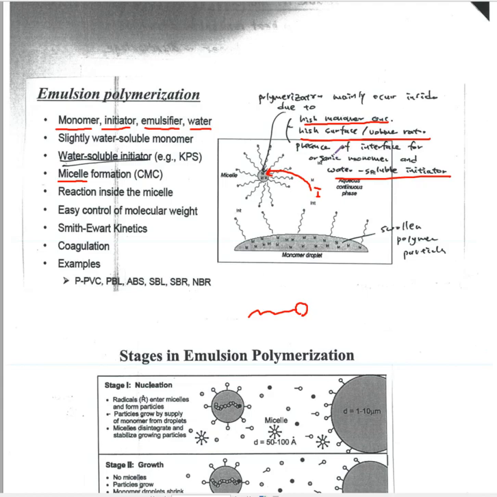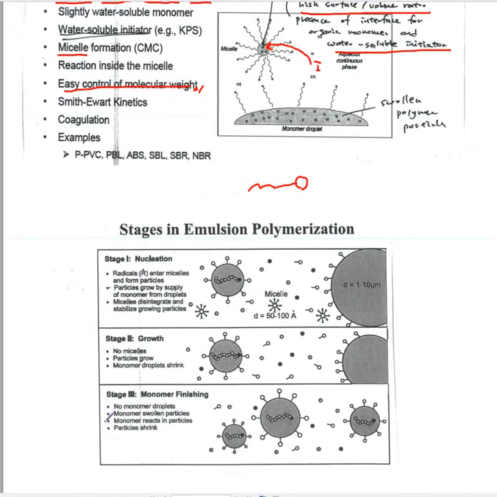Okay, so if you can control the amount of surfactants, you can also control the amount of monomers, and you can easily control the molecular weight of the resulting polymers. Okay, so the overall reaction mechanisms are shown here, right? First, formation of this nucleus surrounded by the surfactants, and the growth, and then monomer finishing. Okay, it's quite simple.